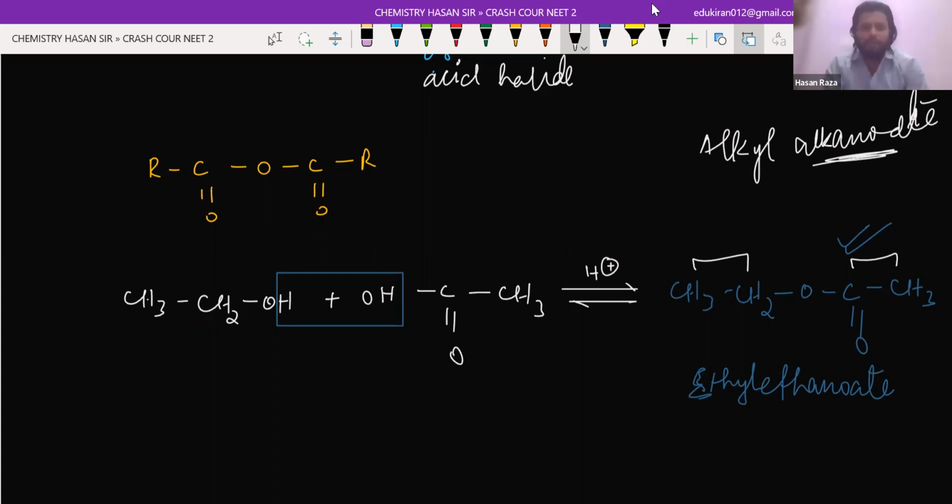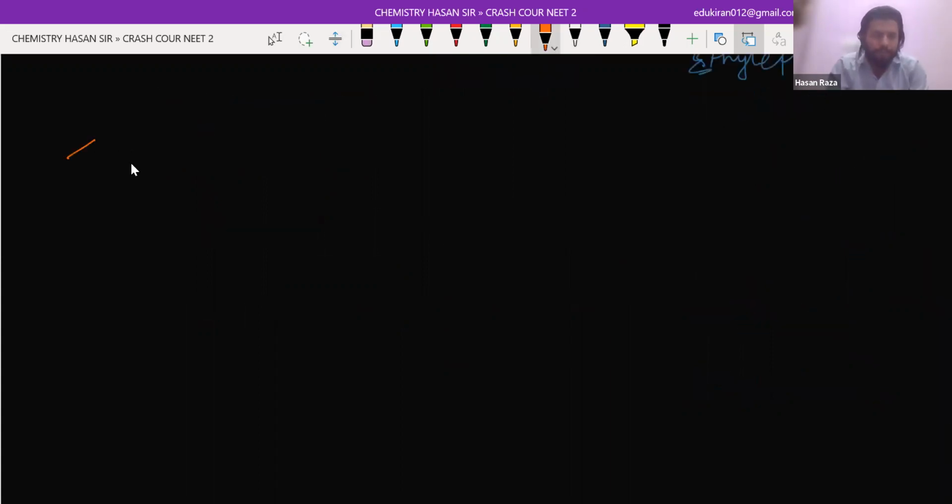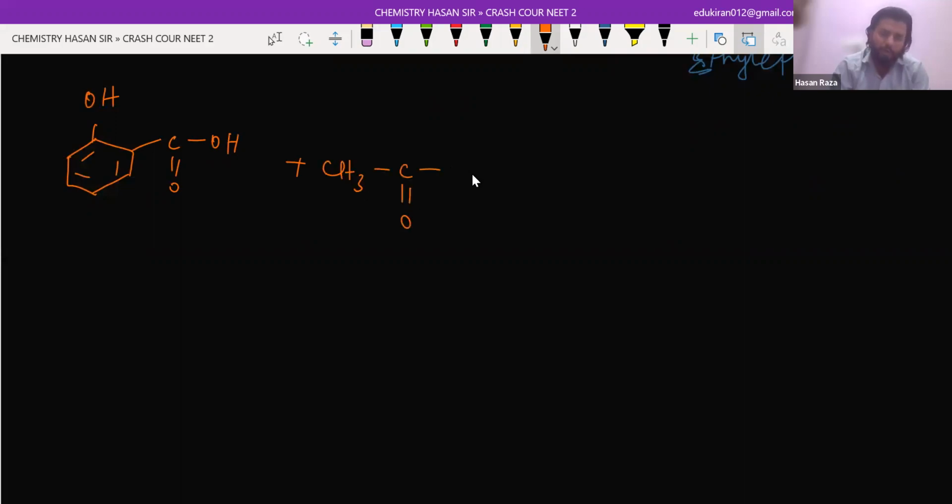Yes, sir. Okay. So I'm going to show you a very important reaction from NCERT. This is your phenol, and here it is your carboxylic acid. And if you are going to react this with acyl halide, CH3C double bond OCl, in the presence of pyridine, what will happen? I'm going to show you.